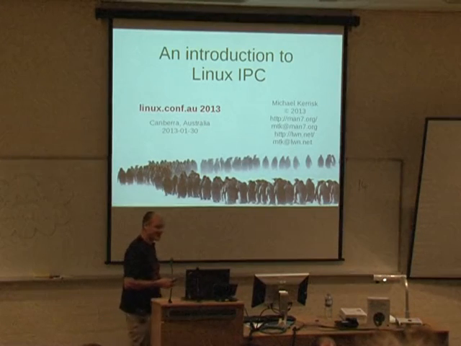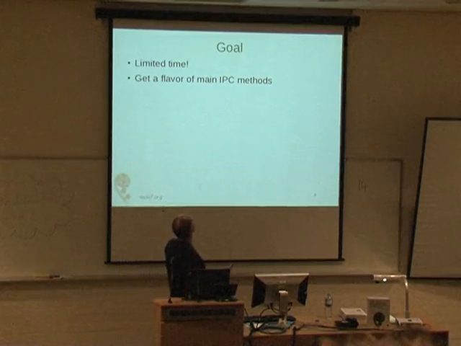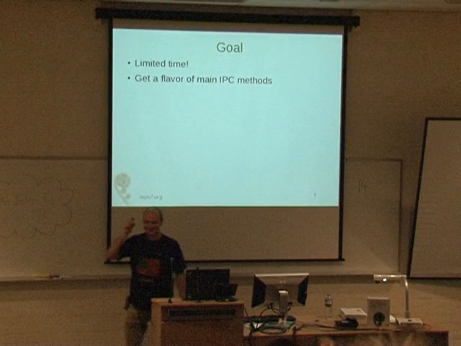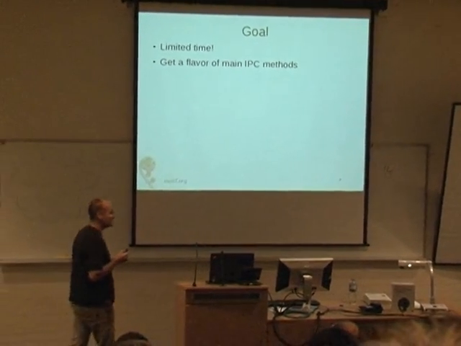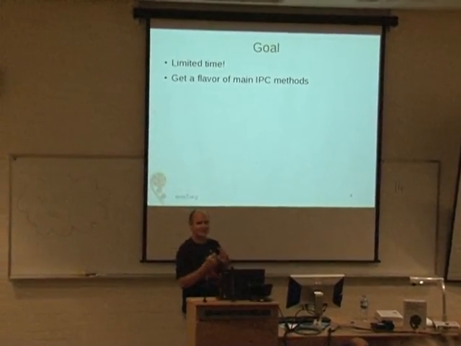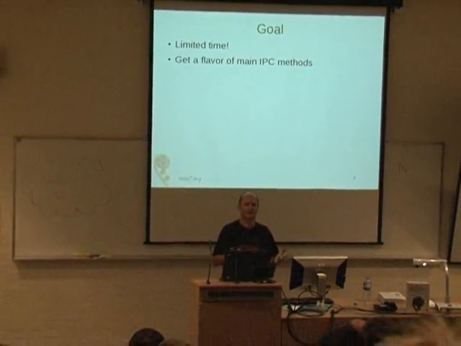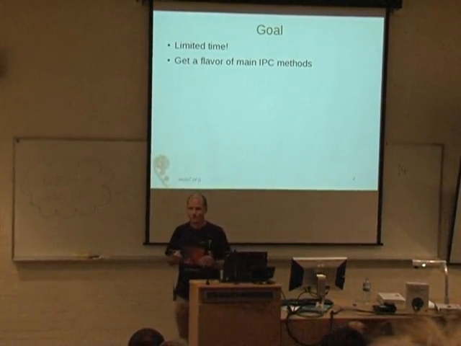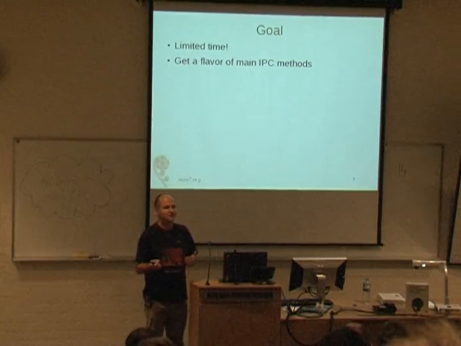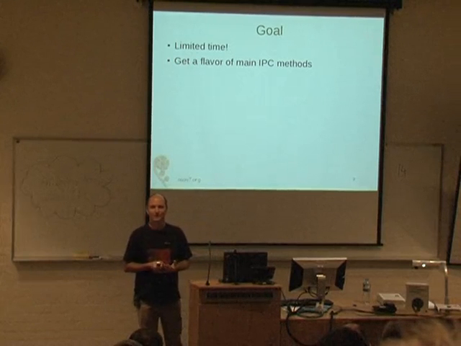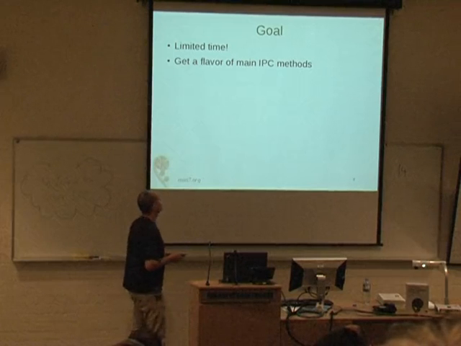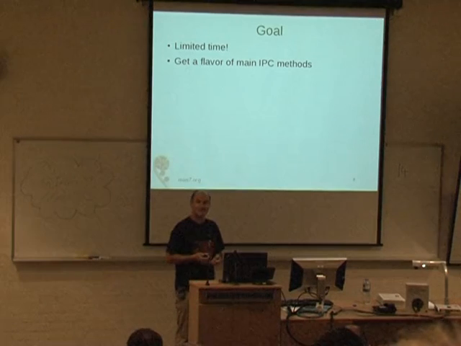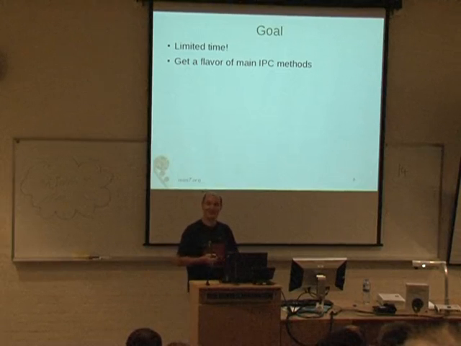So I'm here to talk about Linux IPC. I've got a very limited amount of time. There's actually a lot of IPC, so I'm going to be reasonably quick, and my goal is really just to give you a flavour of the kinds of IPC there are on Linux, a few code examples, and some discriminating factors that you might use to choose between different IPC methods. IPC, inter-process communication. In case you didn't know, you might be in the wrong place.